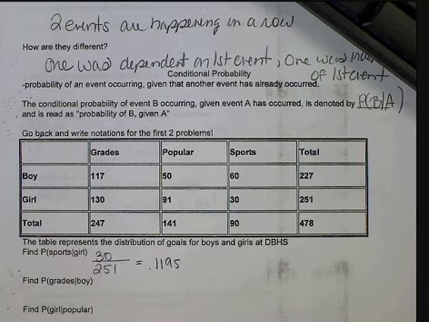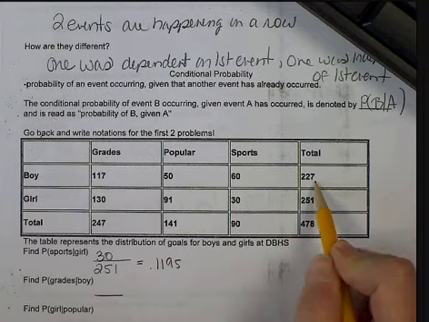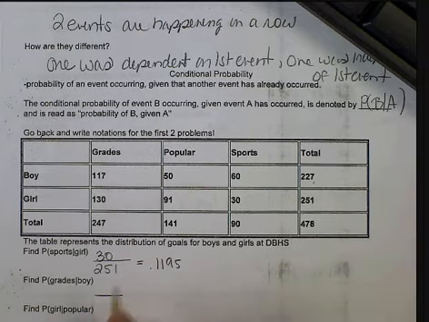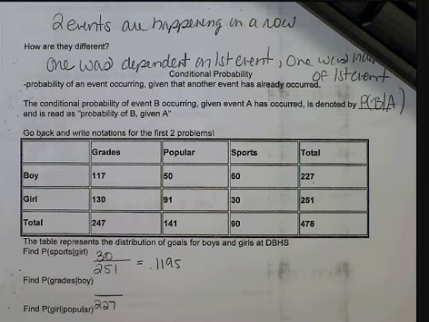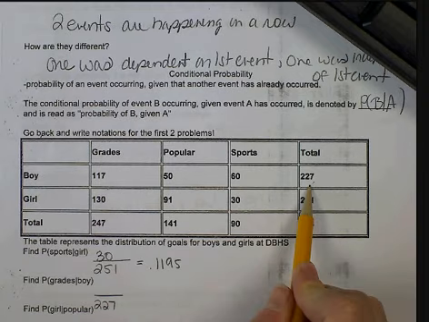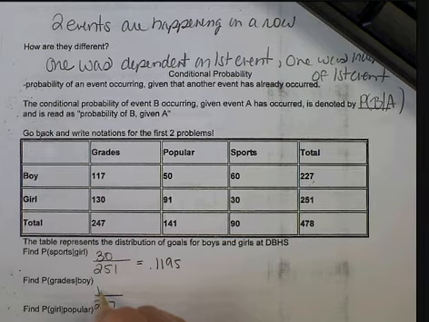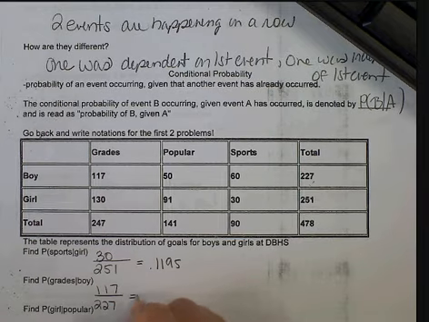Next, it says find the probability that the person has goals with grades given it's a boy. What do you know to be true about this person? You know they are a boy, and so you know you're only looking out of the 227 boys. And out of those boys, how many have goals about grades? That would be 117. And so type that in your calculator and you can get a decimal.